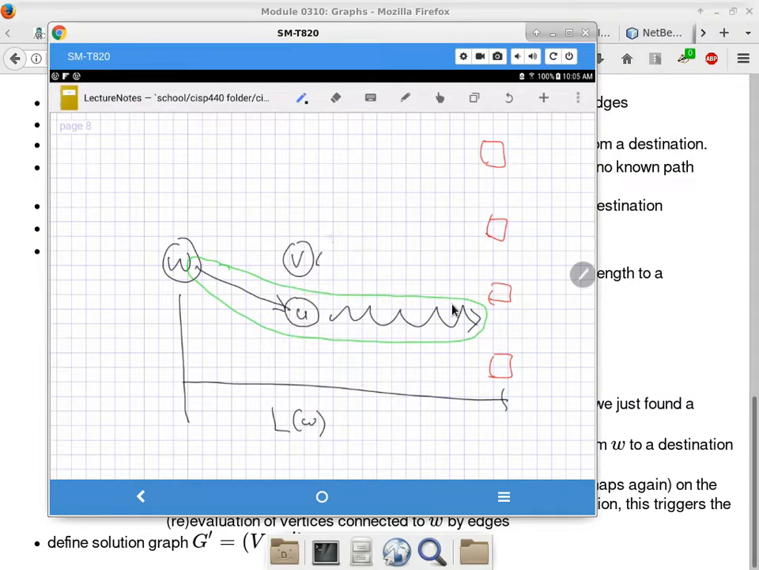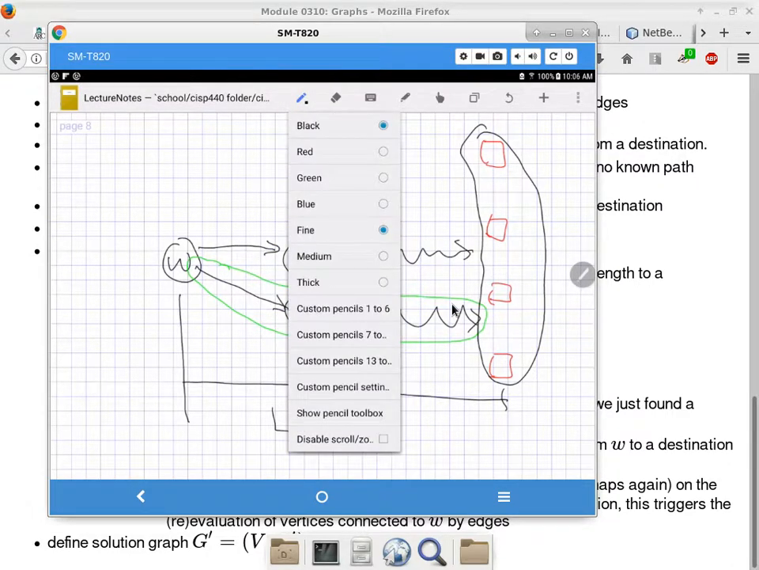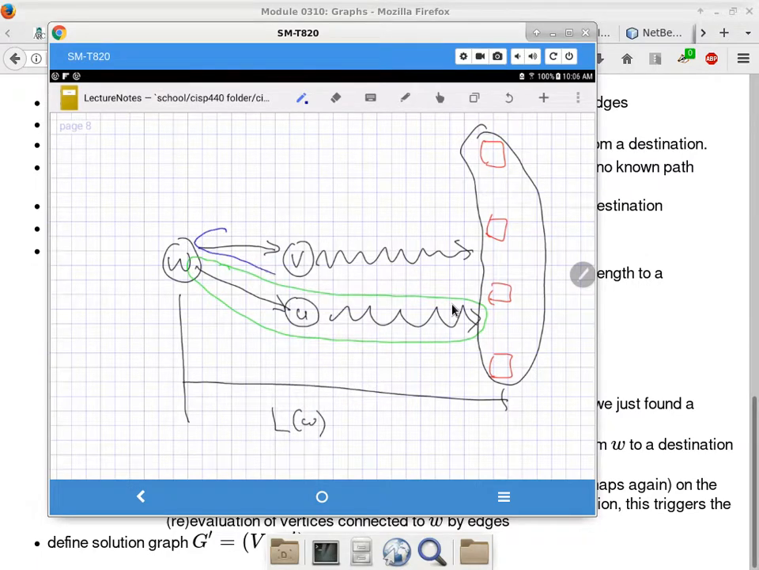But then we found that V also goes to one of the destinations. So this is one of the destinations. But what we found was this particular path here, and we're going to use blue here. We found that the blue path has a shorter distance. Is that okay? So we've got two things to do.